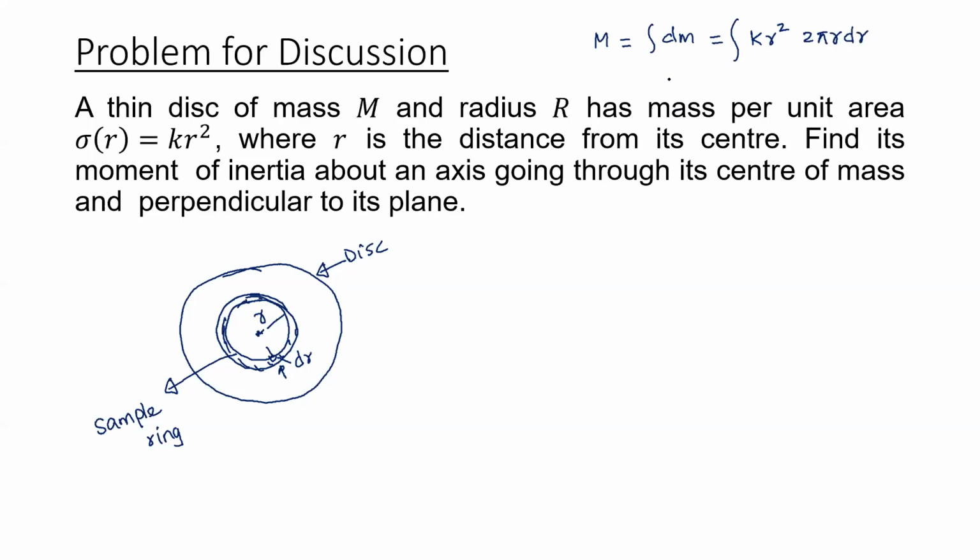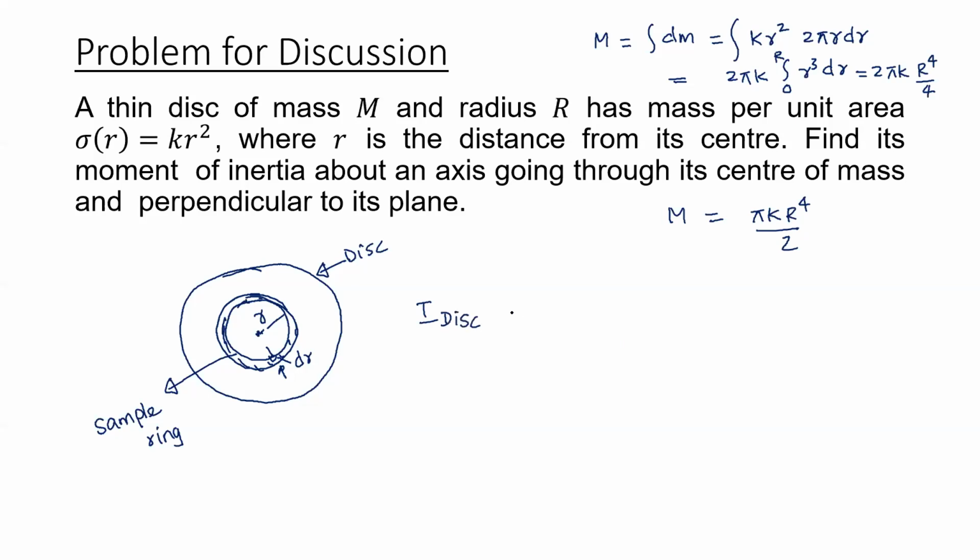And then if I pull constants 2 pi k out, we're integrating r cube dr from 0 to capital R. So 2 pi k, and this becomes r to the power 4 upon 4. So the mass comes out to be pi k r to the power 4 upon 2.